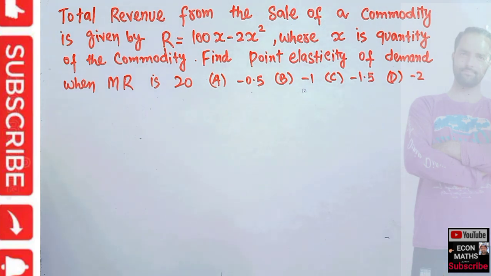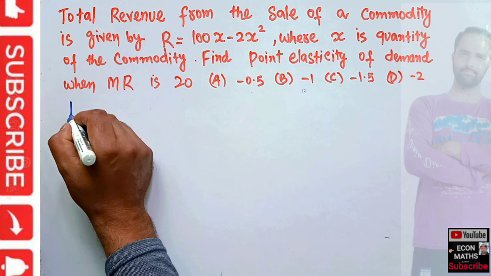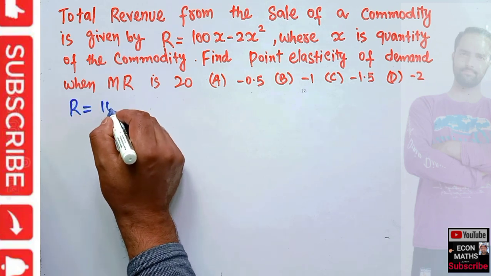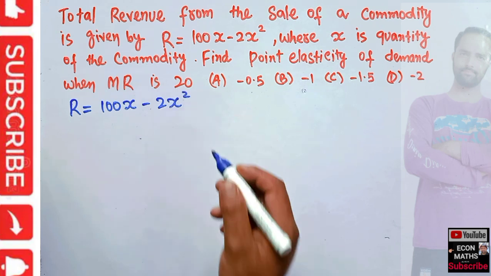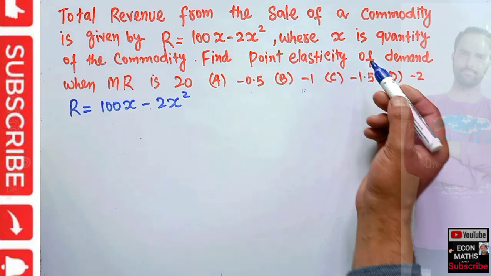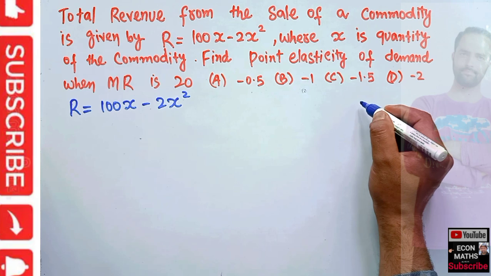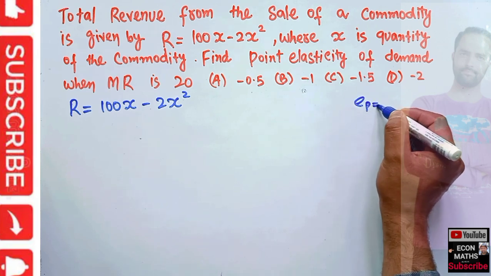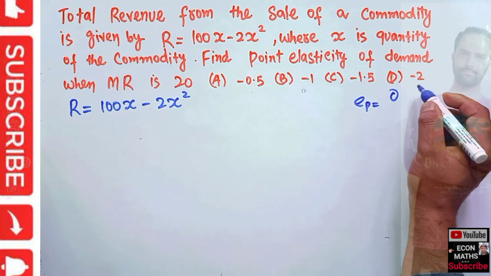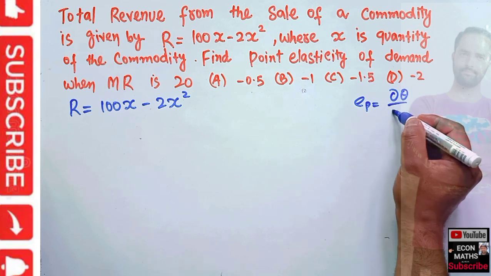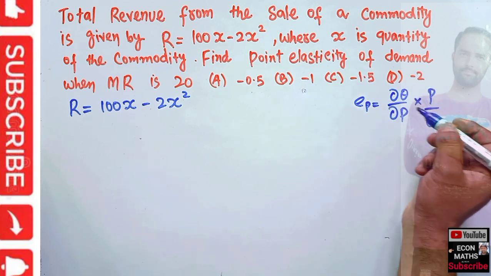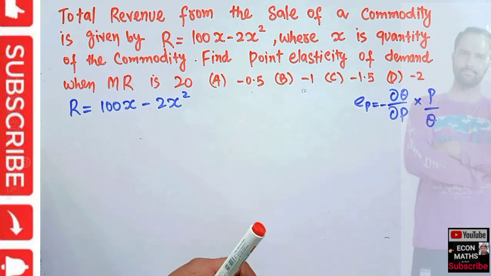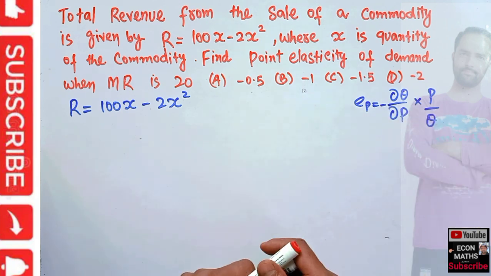We need to find the point elasticity of demand. So what are we being given? We are given the total revenue, R equal to 100x minus 2x square. This is our total revenue function. Now, what is the formula for point elasticity of demand? Elasticity of demand is given by the change in quantity with respect to price, dQ upon dP, into P upon Q. This is the formula for price elasticity of demand or point elasticity of demand.